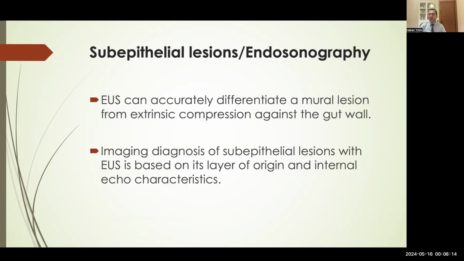And the endoscopy for the subepithelial lesion. EUS is very beneficial for subepithelial lesions because we can clearly describe the lumen. You can accurately differentiate a true lesion from eccentric compression against the gut wall. Imaging diagnosis of subepithelial lesion with EUS is based on its layer of origin and internal echo characteristics.